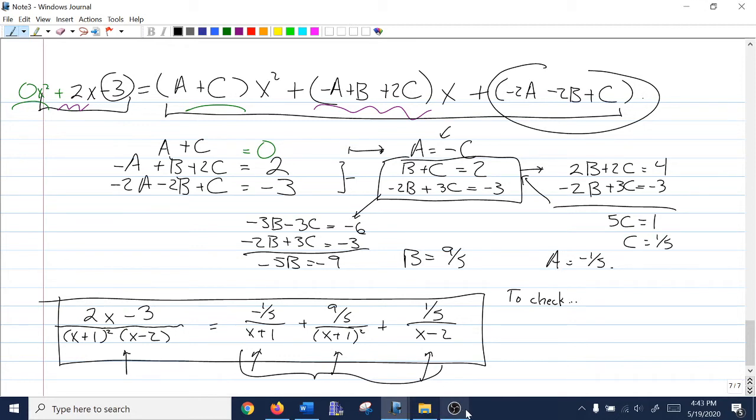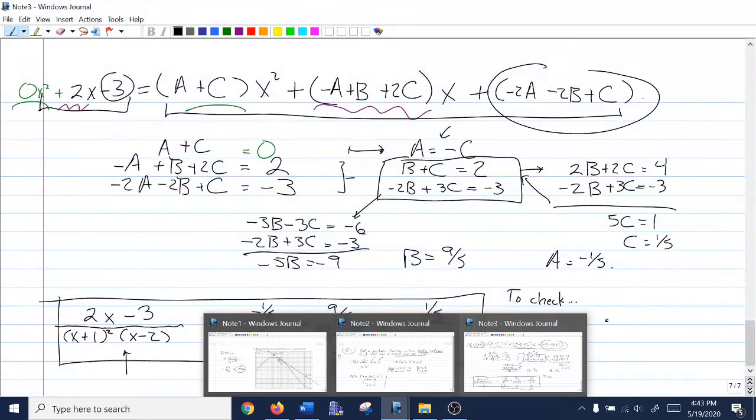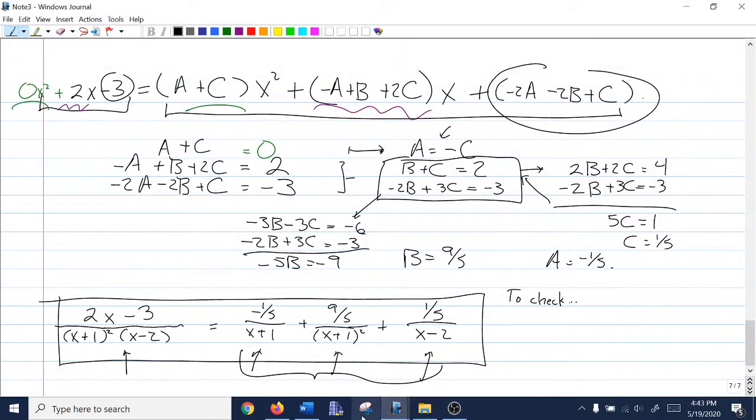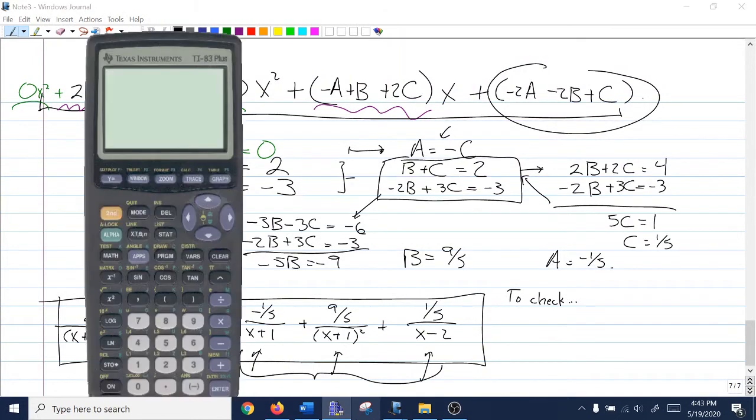My favorite is plugging in 10. I like 10 because I know the powers of 10. Like if there's an x squared, I know 10 squared and 10 cubed off the top of my head, and they're easy to add. In this case, I plug in 10.